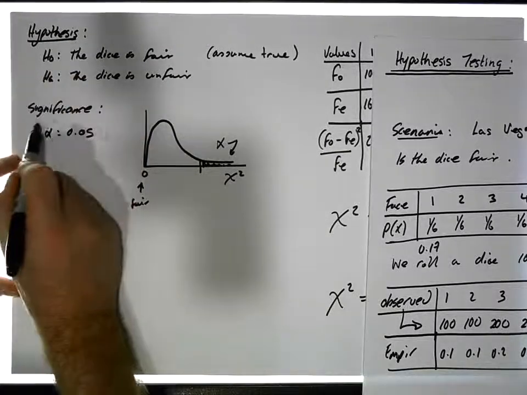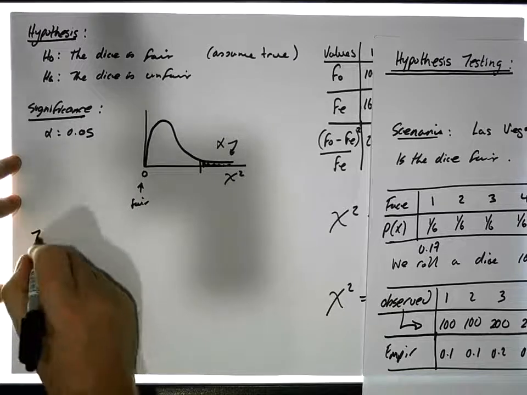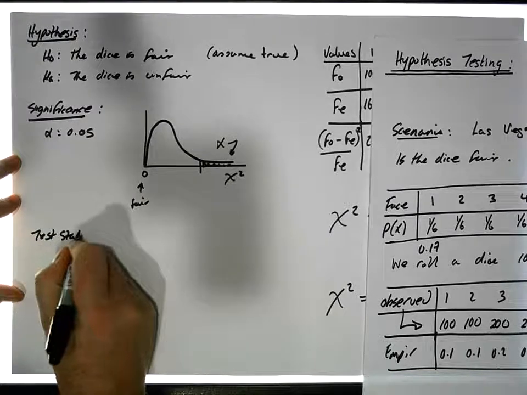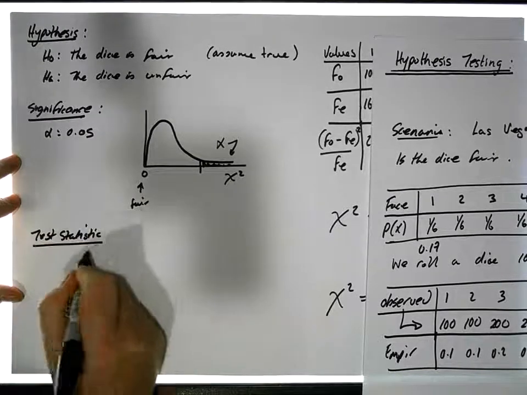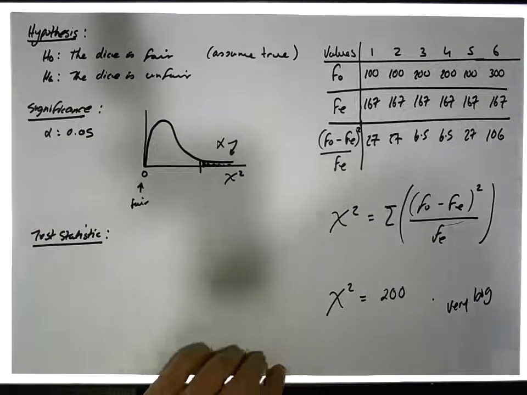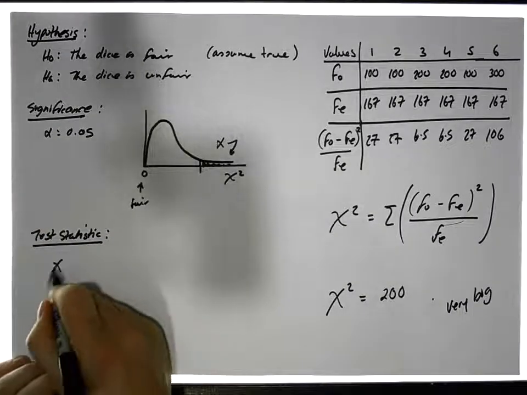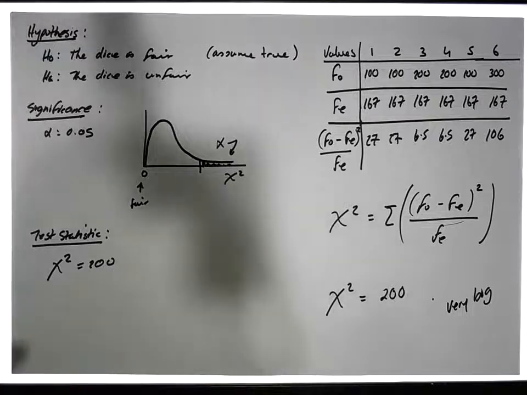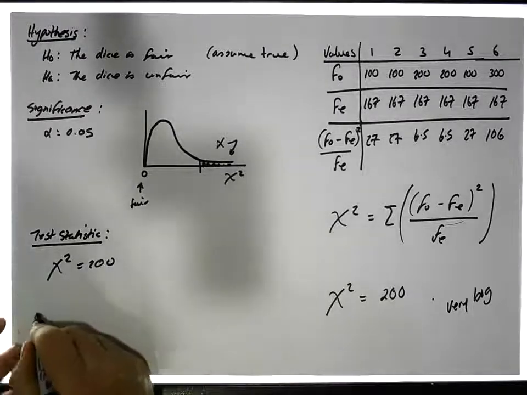So our hypothesis is done, and our significance. Now our test statistic. Well, the test statistic we've actually calculated over here already. We have chi-squared equal to 200. And now we have to have a look at our critical values.